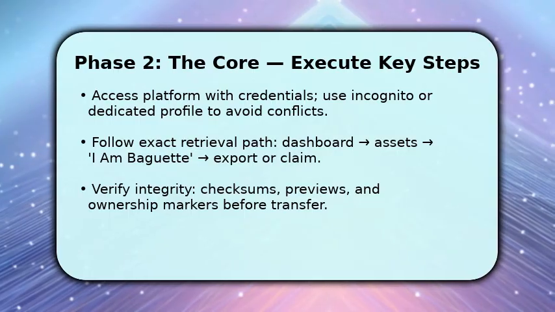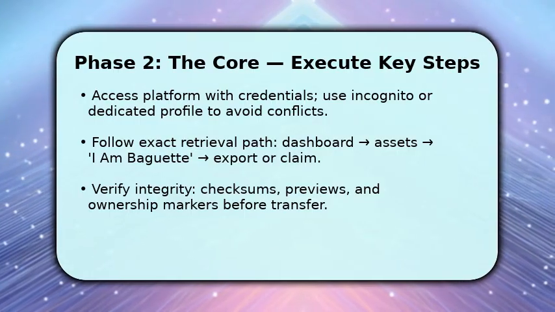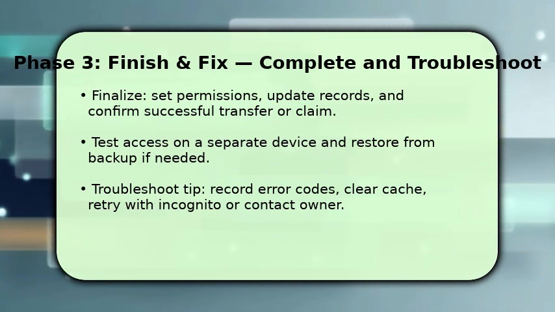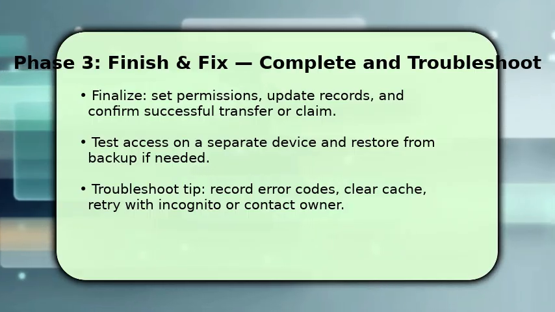If any step fails, stop and log the exact error. Finish by applying correct permissions, updating internal records, and confirming the transfer or claim is successful. Then test access from a different device to ensure there are no session or cache issues.